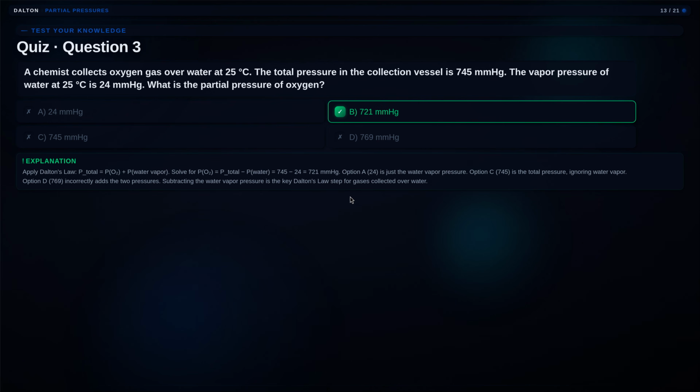Option A is just the water vapor pressure. Option C is the total pressure, ignoring water vapor. Option D incorrectly adds the two pressures. Subtracting the water vapor pressure is the key Dalton's law step for gases collected over water.